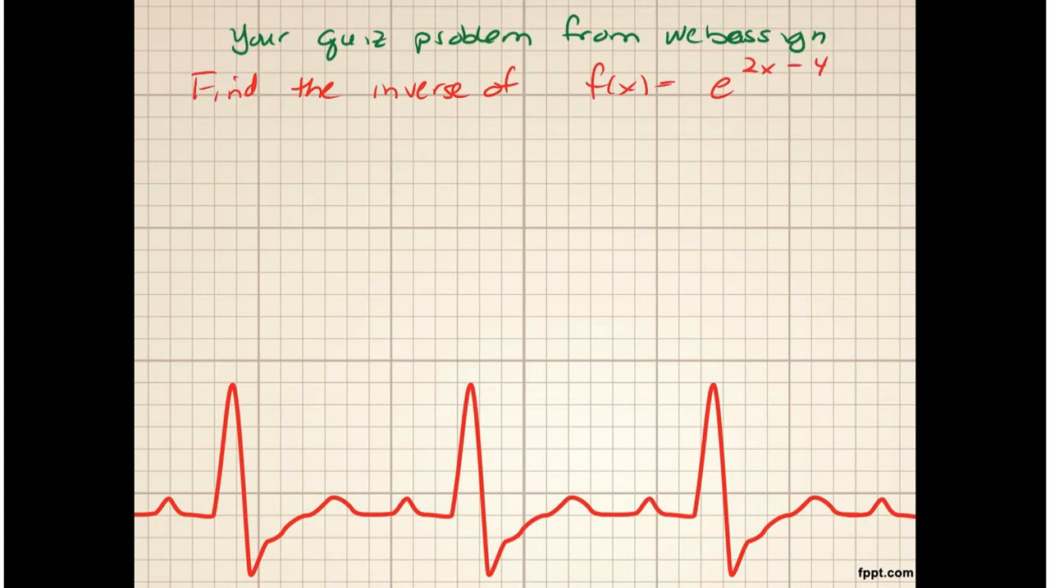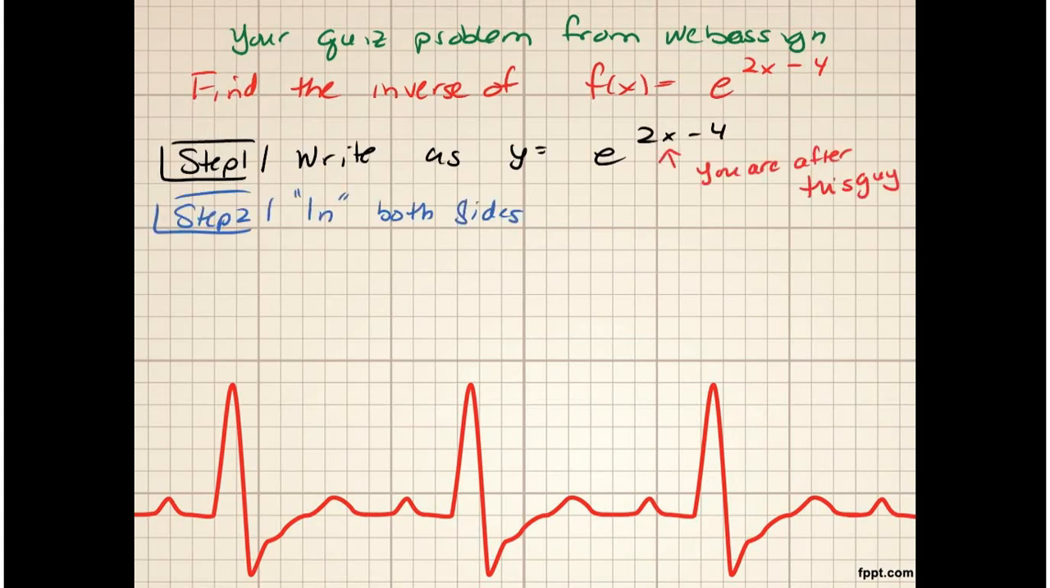It was to find the inverse of a function that had e's in it, like this. The first step is to write it as y equals e to the 2x minus 4. What you are going to do is solve for that x. You want to isolate that x. So you're going to ln both sides. Why will you use the natural log? Well, because your base is e. So that's why you're going to use the natural log.